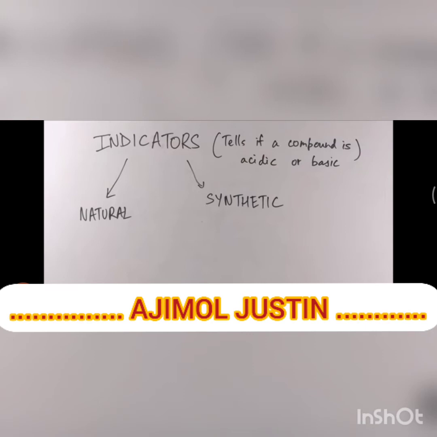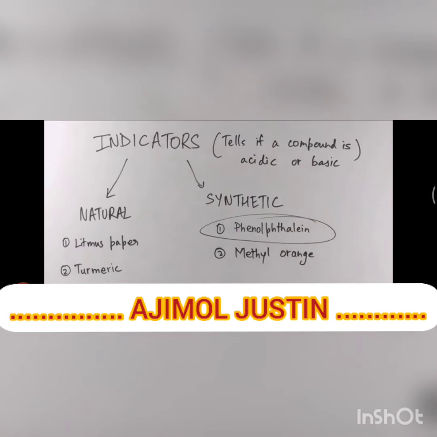Normally there are two types of indicator, natural indicator and synthetic indicator. Natural means you get it from nature itself, synthetic means man-made. Natural includes litmus paper, which you have already heard. Turmeric is also an indicator. That means it can change color in the presence of acid or base.